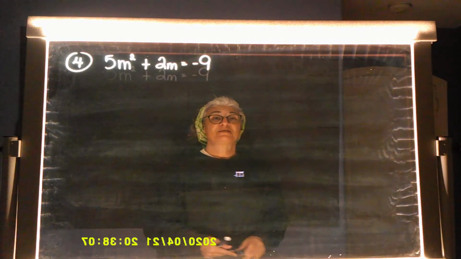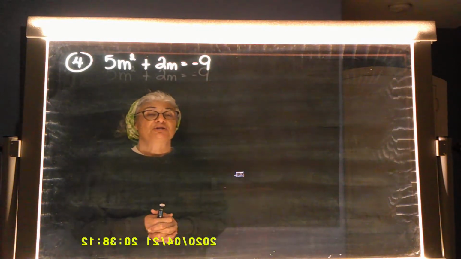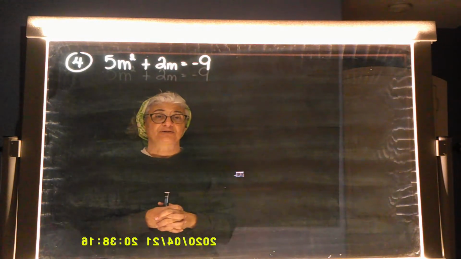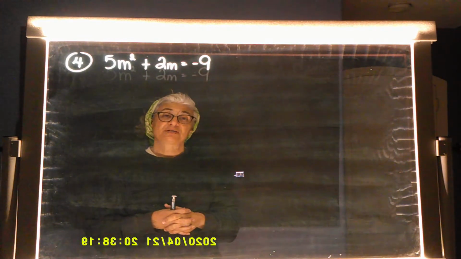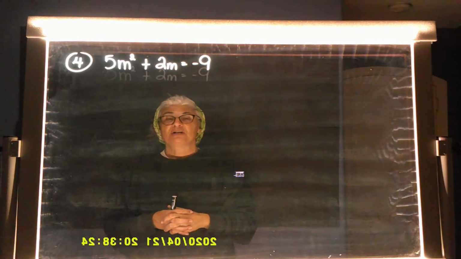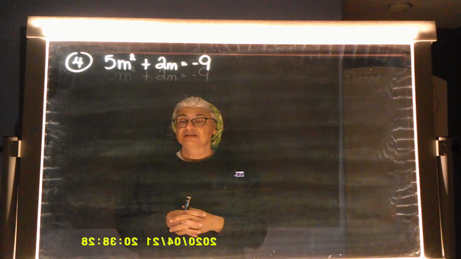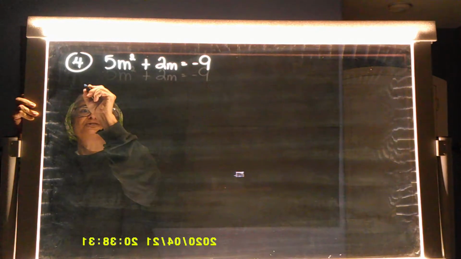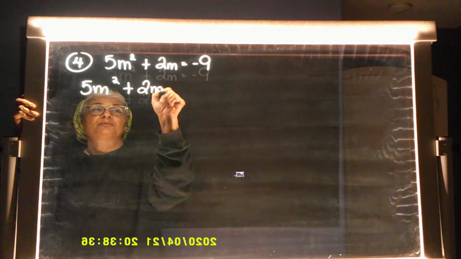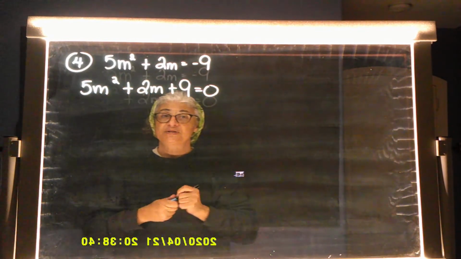Okay, so let's look at this 4th problem. Again, I'd like to solve it by using the quadratic formula. So 2 things: it must be equal to 0 and it must be in descending order. In this case, it's not equal to 0, is it? So that means this minus 9 has got to move over. Do you agree? So we need to do what to make the 9 go to the other side? Good, you need to add it, which means you're going to end up with 5m to the second plus 2m plus 9 equals 0. So now it's equal to 0.